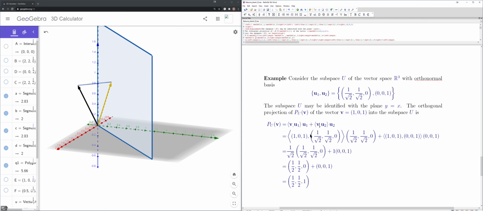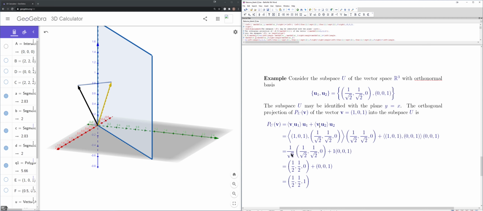The v here is 1, 0, 1. The u1 is this first vector, 1 over root 2, 1 over root 2, 0, and you're taking the inner product of that. When you take the inner product, you get 1 over root 2, and you're multiplying that by the vector 1 over root 2, 1 over root 2, 0. Then you take the inner product of v with u2, and this is the u2 here. So the v is 1, 0, 1 and the u2 is 0, 0, 1. Take your inner product here, you get 1, and then you're multiplying it against the vector u2.